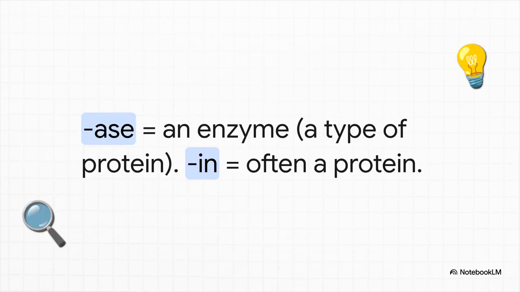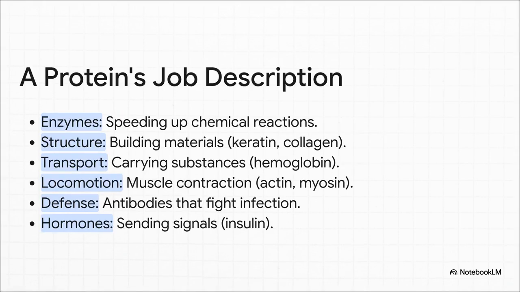And hey, just like with sugars, there's another cool naming trick for proteins. If you see a word ending in -ase, like lactase, it's almost certainly an enzyme, a protein that speeds things up. And lots of other proteins end in -in, like keratin in your hair or hemoglobin in your blood. And just look at this list. It's incredible. Right now, proteins are digesting your food, they're making up your hair, they're carrying oxygen through your blood, they're letting your muscles move, and they're fighting off germs with antibodies. They literally do everything. It's amazing.